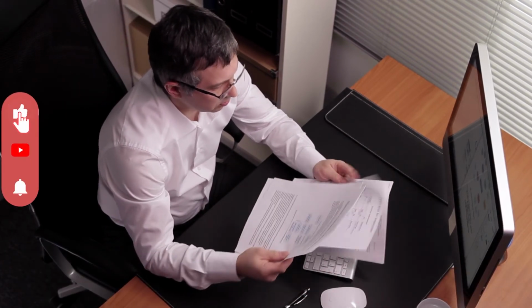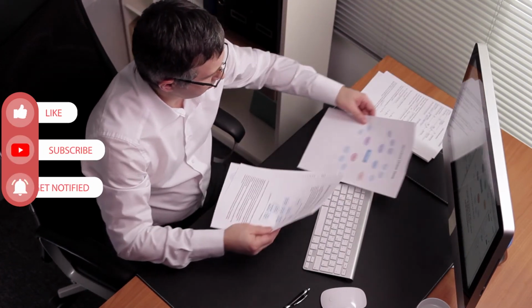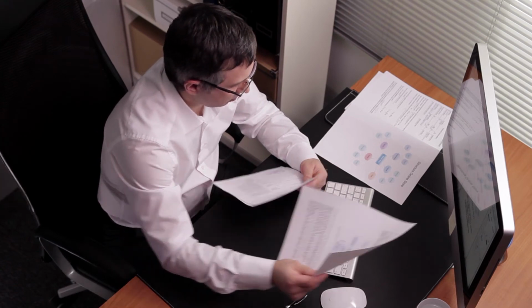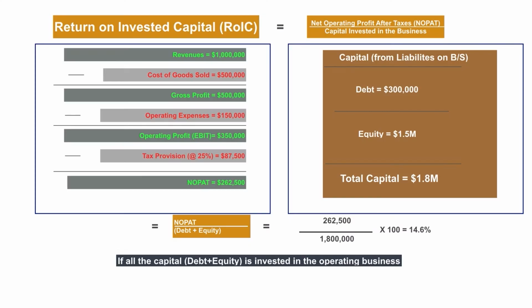Now, this is a good way to compare the operations of two different businesses in the same industry and does not give any extra points to a business which is using a better financing structure. Putting everything together in the same example, we see that the unlevered business has a NOPAT of 262,500, and there is no interest expense or tax shield here. Let's assume the business has a debt of $300,000 and an average equity of $1.5 million.